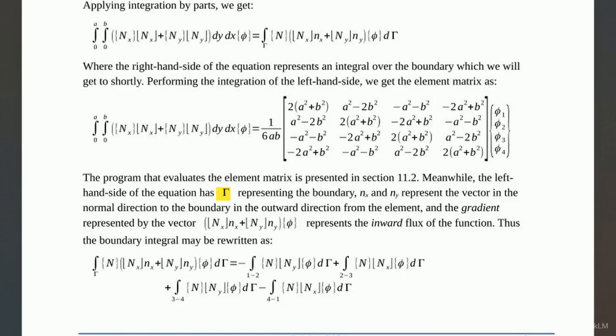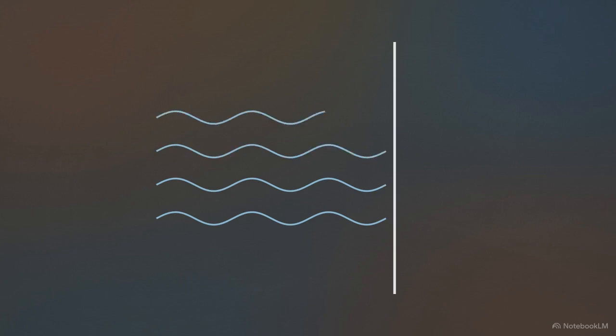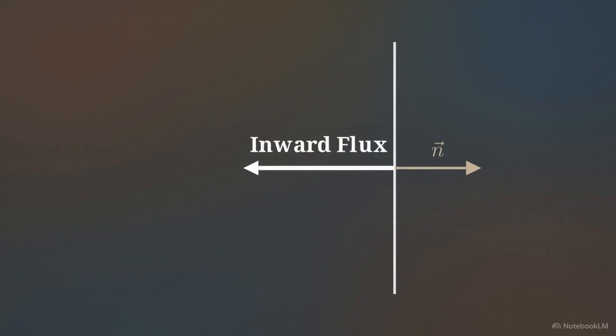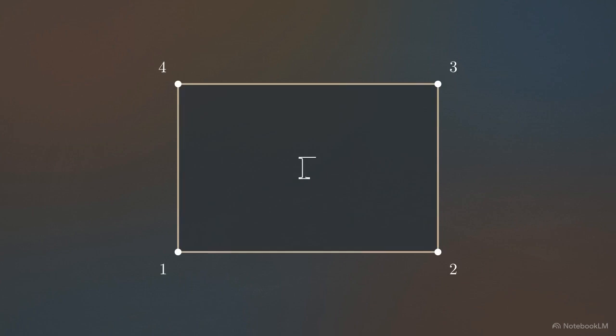Next, we shift to the right-hand side of our split equation, the newly generated gamma boundary integral. Physically, this integral multiplies the gradient of the function by a vector pointing normally outward from the element boundary. This mathematical product defines the physical inward flux. We represent this inward flux, whether it's thermal energy entering the element or fluid flowing across a border, using the variable q. As illustrated here, integrating over the boundary gamma for a 2D rectangle means tracing the perimeter across 4 distinct line segments, moving strictly from node to node.